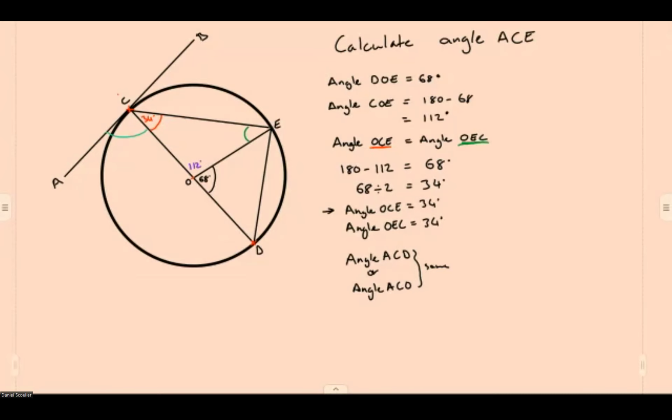Now angle ACD or ACO. Well, that's a tangent, and there's a line coming from the center of the circle to the outside edge where that's cutting. That's going to create a 90-degree angle there. And then angle ACE, the angle that we're after, is just equal to angle ACD, which is 90 degrees, plus my angle OCE, which is 34 degrees.